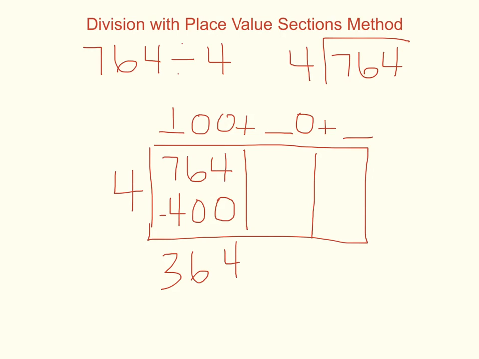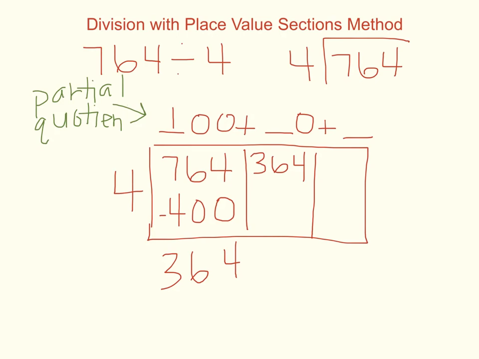That dividend now gets written into my tens section, 364. This 100 that is now written above my hundred section becomes my first partial quotient. So my next step is to figure out how many tens could be multiplied by 4 to give me a value of 364 or less.